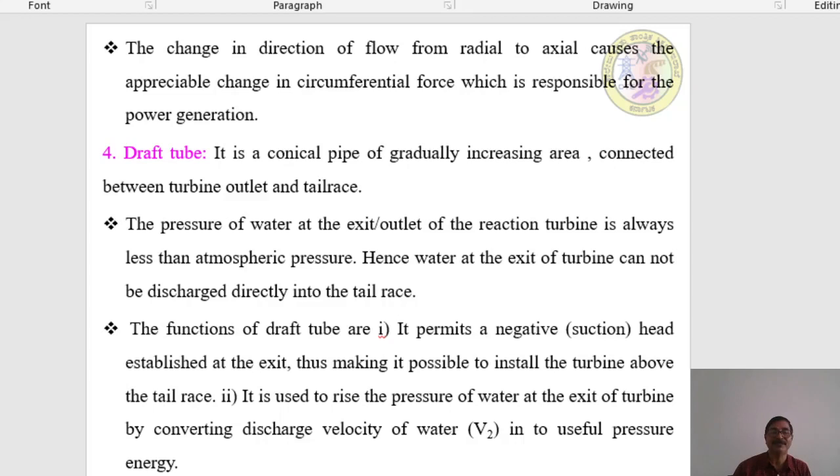So the functions of the draft tube are, number one, it permits a negative head or suction head established at the exit of the turbine, thus making it possible to install the turbine above the tail race. Second one, it is also used to raise the pressure of water at the exit of the turbine by converting the discharge velocity, the absolute velocity at the exit, into useful pressure energy. Hence, the water will be discharged into the tail race.